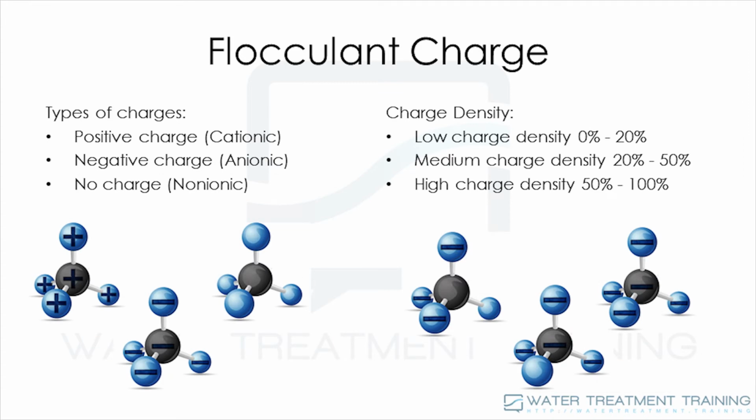Polymers might have different charges, either positive as in cationic polymers, or negative as in anionic polymers, and non-ionic polymers. The charge density of different polymer molecules may be different. For contaminant particles that have a low charge, you need flocculants of low charge density and vice versa.